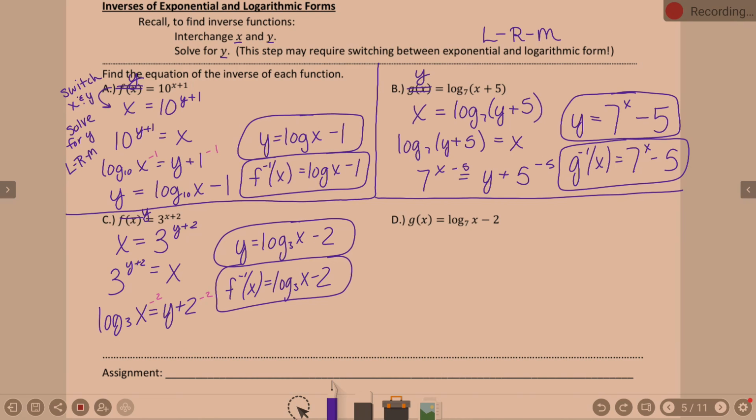Yes, I need to write that base of 3, don't I? The only base you're not allowed to write in logs is base 10. Okay, obviously natural logs is the other one.